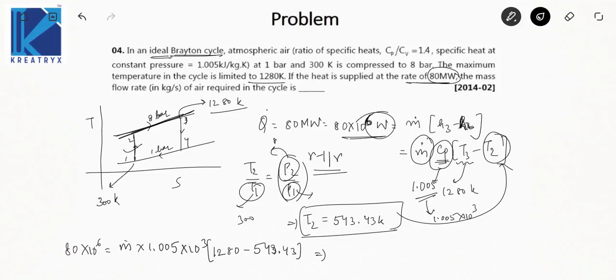Solve it, you will get mass flow rate in kilogram per second. Okay, that will be 108.07. Check in which units you have to fill the mass flow rate. You have to fill the mass flow rate in kilogram per second. So the answer will be 108.07. Fill it here. This is M dot. Okay, next question.